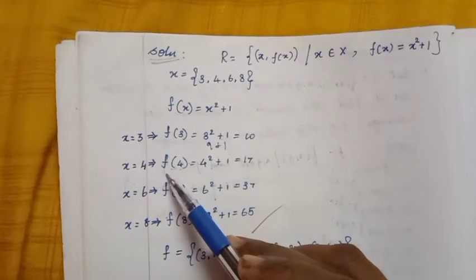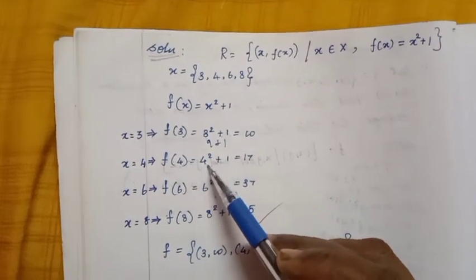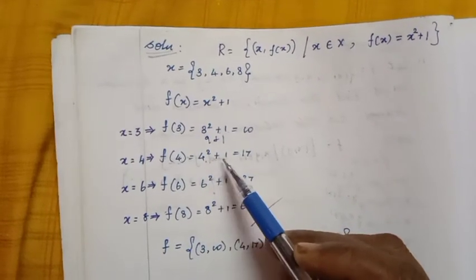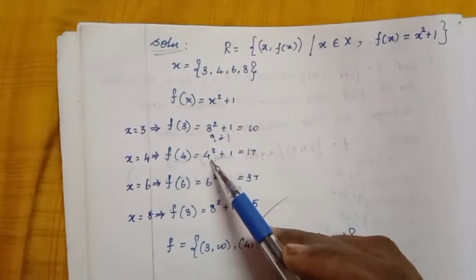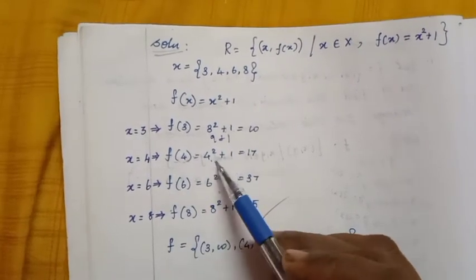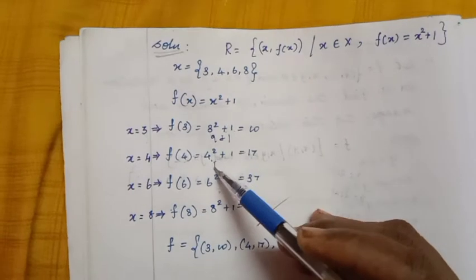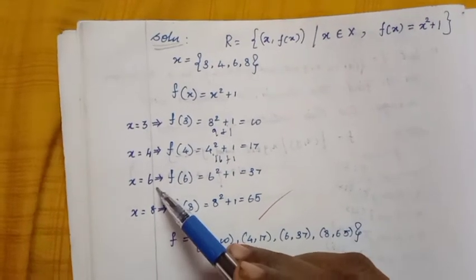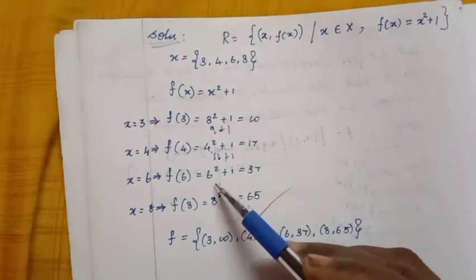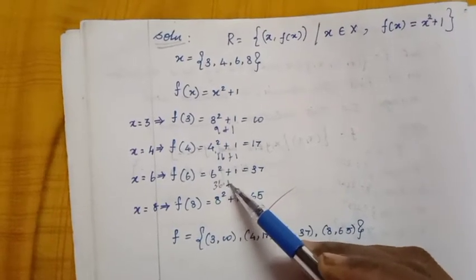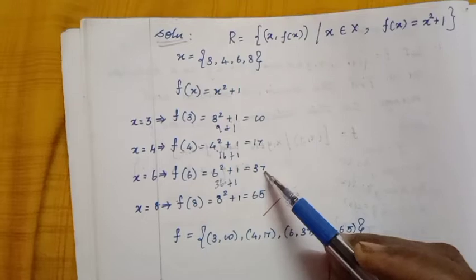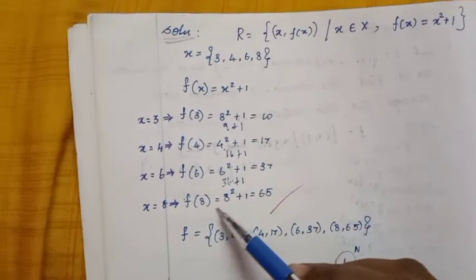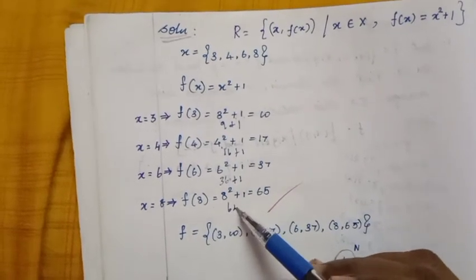So x is equal to 4. f(4) is 4 square plus 1. Why are you substituting 4 here? The x value is 4. 4 square value is 16. 16 plus 1 is 17. x is equal to 6. 6 square plus 1. 6 square value is 36. 36 plus 1, 37. Next x value is 8. 8 square plus 1. 8 square value is 64.